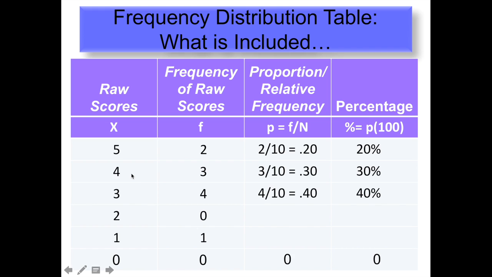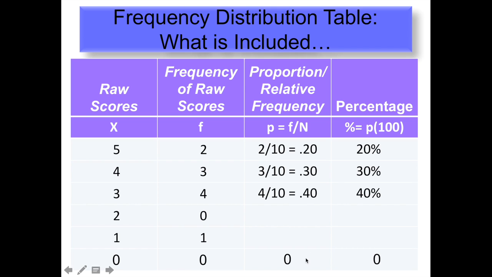Okay, going down to the next one. How many people scored a 4? Well, 3 people. So 3 divided by 10, or 3 out of 10 total people, gives me a proportion of 0.3, or 30%. And I keep doing that for each one of the possible scores. For 3, I had 4 people, so 4 divided by 10 would be 40%. And these decimals here should add up to 1.